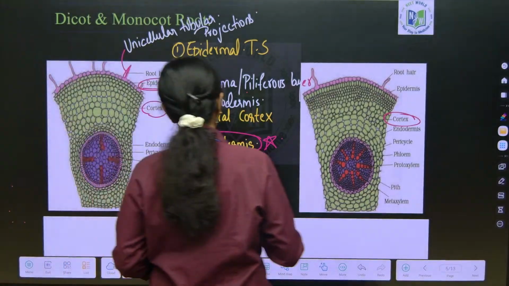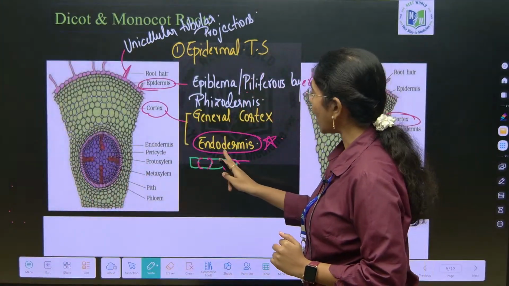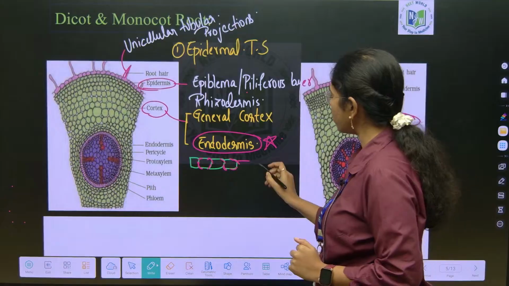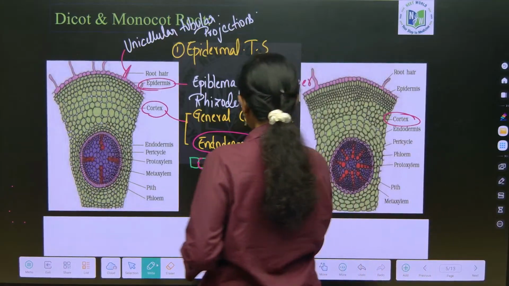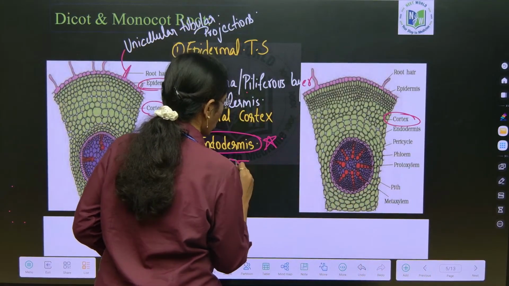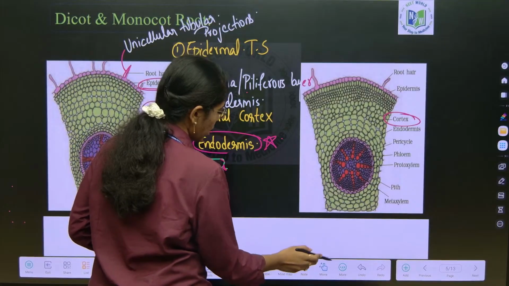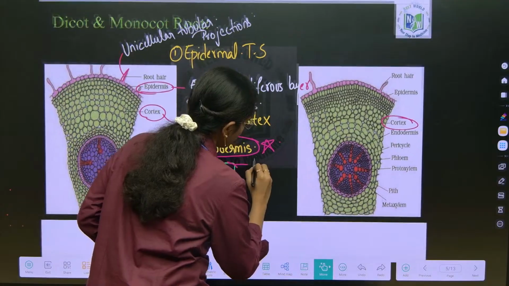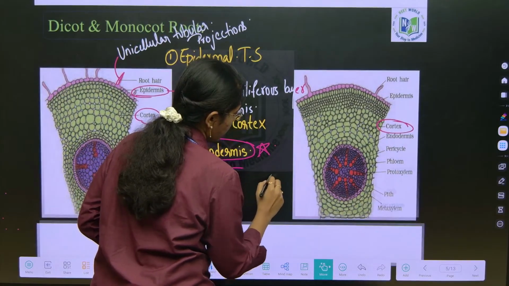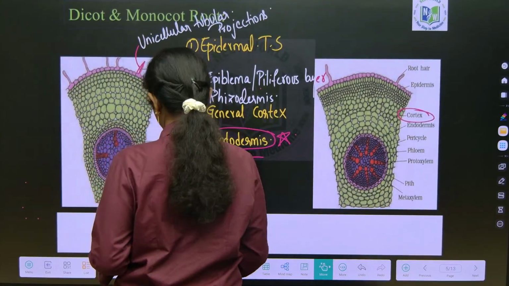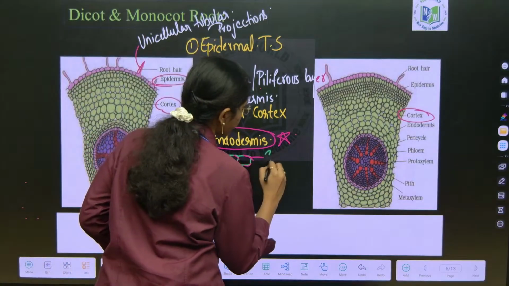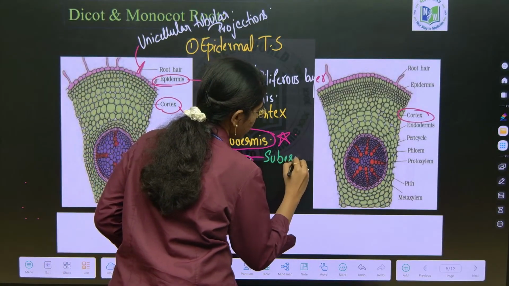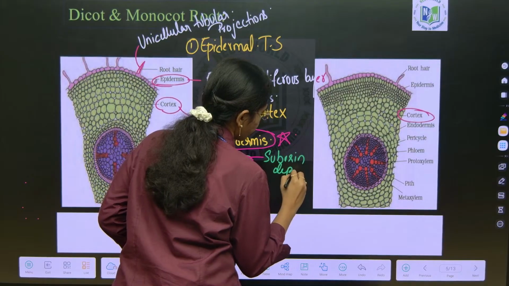I will give you a brief description. First listen, at the endodermis region what is present? Suberin depositions in the radial and tangential walls of root endodermis. What is present? Suberin depositions.